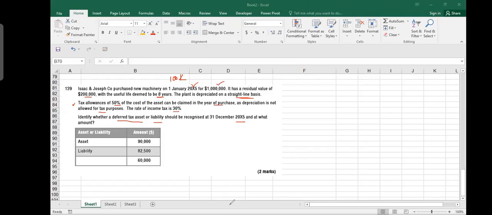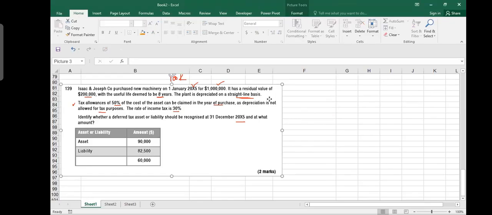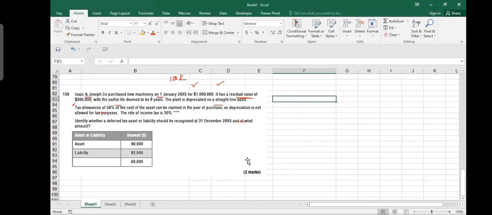Okay. So now what you need to do is very simple. If you want to do this question very quickly, you should see how much depreciation you are going to charge in your textbooks. Within your IFRS books, in my accounting books, I'm going to charge depreciation, which is 1 million minus 200,000, the residual value. And because it is a straight line method, I would divide it by 8. It will give me a depreciation of $100,000. So this is my depreciation here.